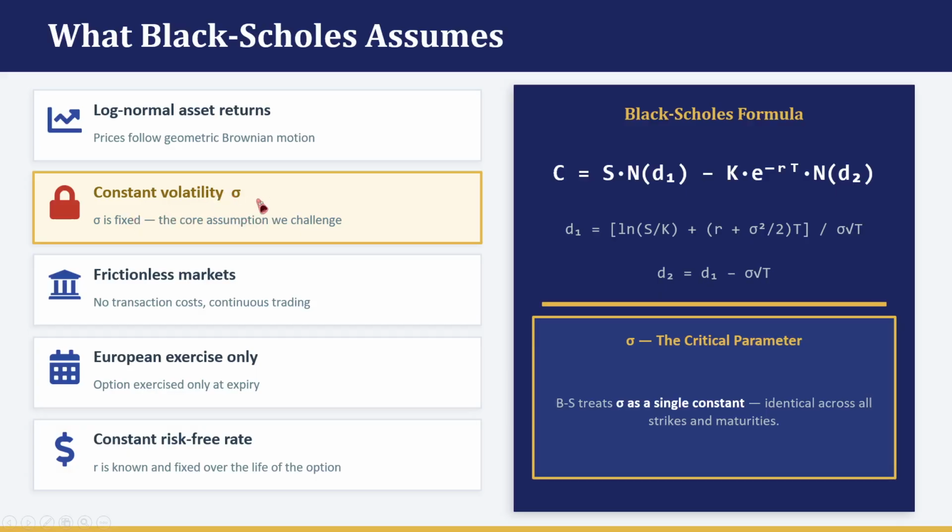This sigma appears right here in the formula. It's the only input you can't observe directly. You have to estimate it or back it out from the market prices. And the model says pick one number. That number applies to every strike, every maturity, every option on the same underlying. One sigma to rule them all. That is the assumption we're going to challenge in this presentation.